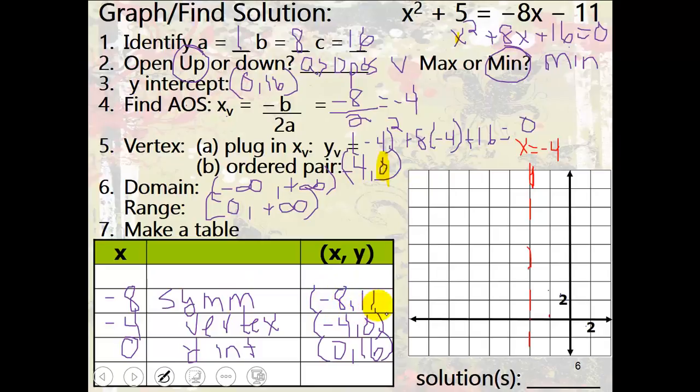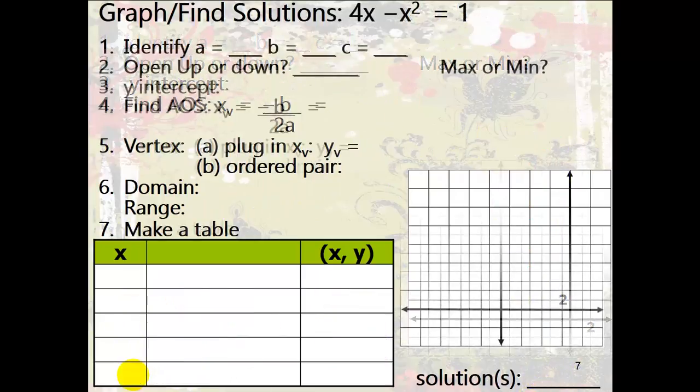Negative 8, 16. So I'm going to plot these points. I already know what my solution is, so I'm making my life easy here. And then 2, 4, 6, 8, 10, 12, 14, 16. And then count over two squares here. And then draw the graph. And then identify the solution. Just like that. Right? This is the last one that we're going to do.